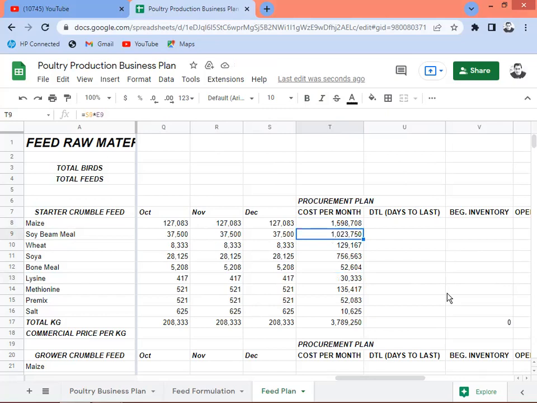So this would be our financial budget. Per month we need to prepare 3,789,250, either pesos or rupees, for our monthly budget.